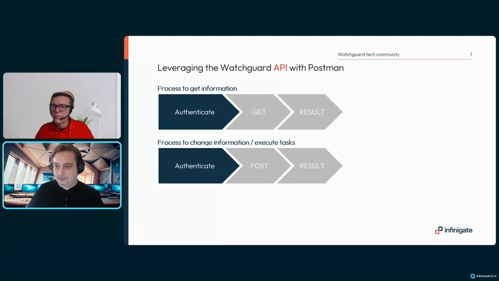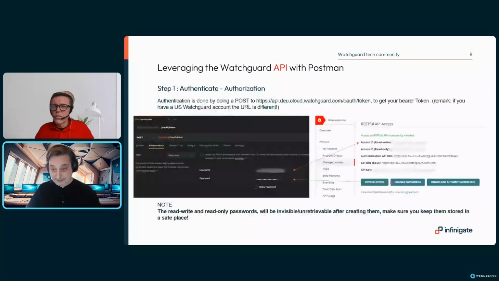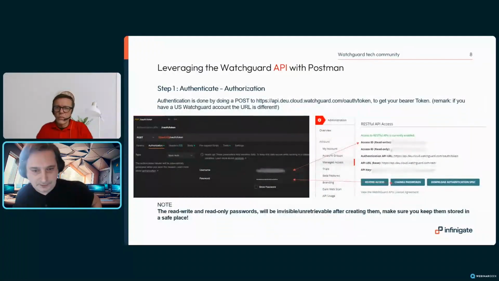I'll not be covering that today in my demos, but just remember that anything you can do with the APIs, you can do on a subscriber or a delegated account. So step one, how do you authenticate? You need to know that you have to pull some data from WatchGuard Cloud and first enable the WatchGuard API. How do you do that?